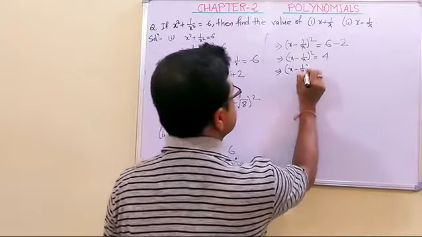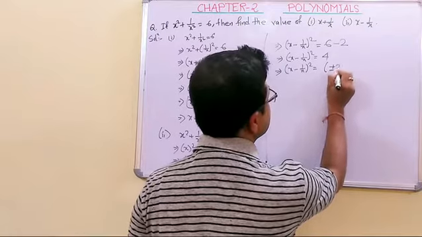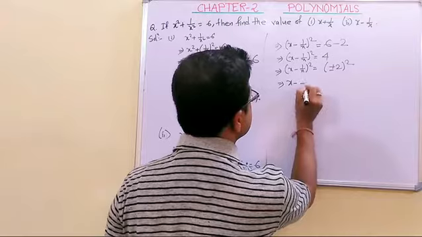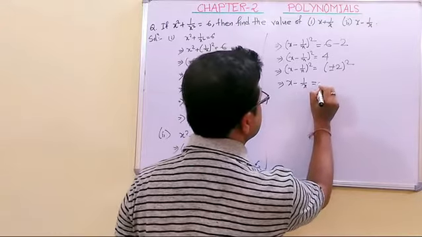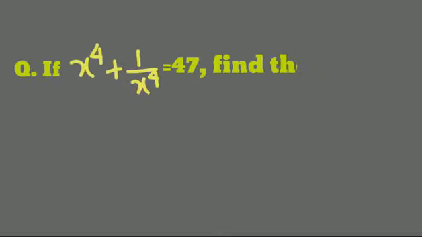(x minus 1 by x) whole square, whose square is 4, that is plus minus 2 whole square. Let us remove the square from both the sides. x minus 1 by x equals plus minus 2. In this way we solve. Students, the next question is: if x to the power 4 plus 1 by x to the power 4 equals 47, find the value of x plus 1 by x.